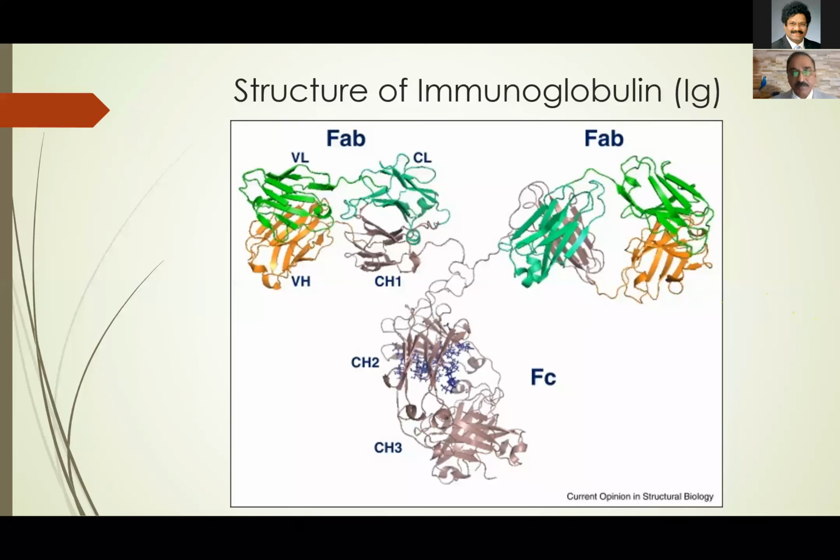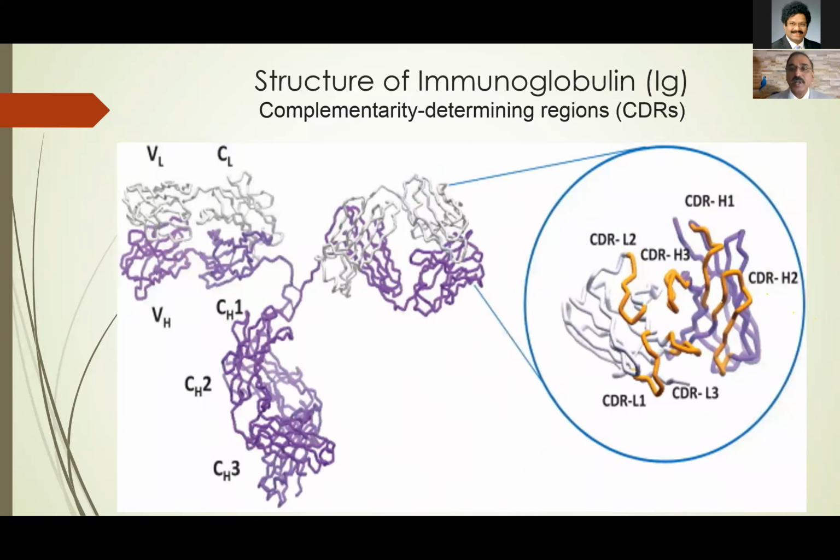antigen recognizing portion. This is highly specific. In that, there are again two domains. One is the constant domain, and then the variable domain is in the distal portion. These variable domains, the variable light chain and heavy chain, both have specificity to attach to a specific antigen. That is where we now understand more about the complementarity determining regions.